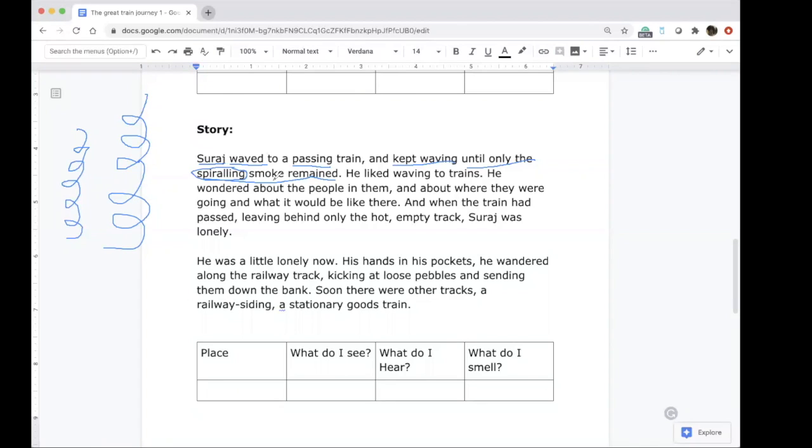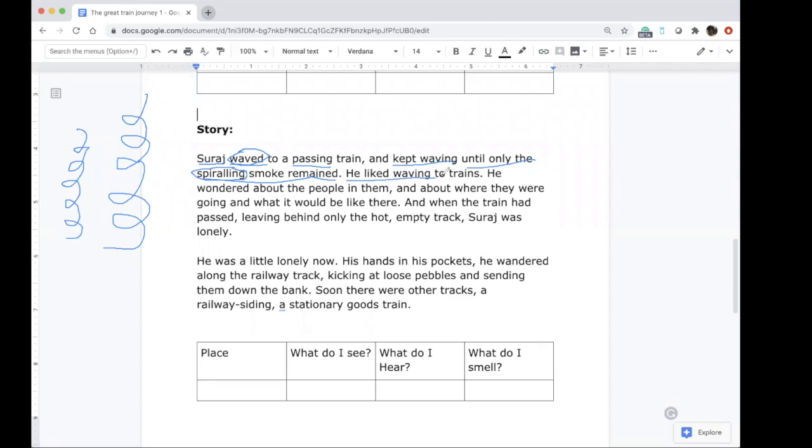Where is the smoke coming from? The smoke is coming from the train. And what is happening in the situation? There is a person named Suraj, waved. Waved means saying bye with the hand. So Suraj is waving to the passing train continuously until the train leaves that place. Suraj is waving his hand until the train left the place. So that is the meaning of the first sentence.